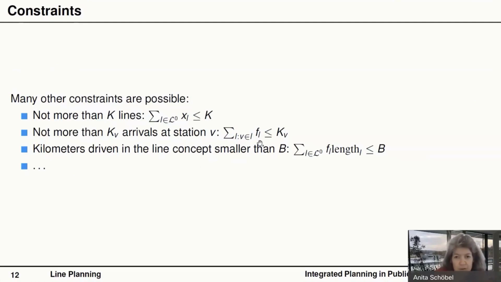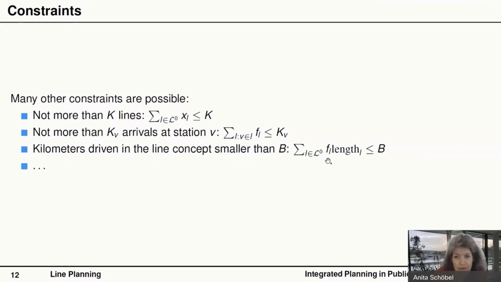Then you have just to count all the frequencies of lines that include our node V and have to restrict it. You could also say that, for example, the kilometers driven in the line concept should not be too large because you want to avoid pollution and CO2.